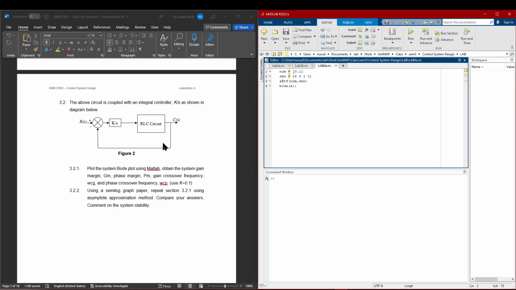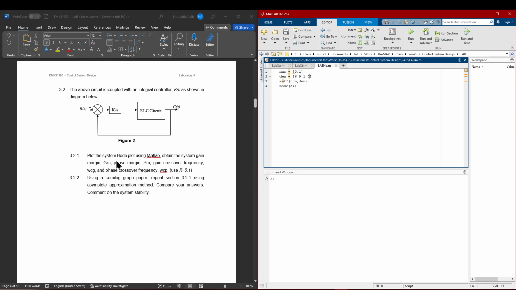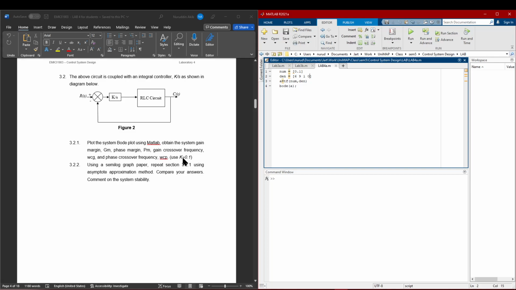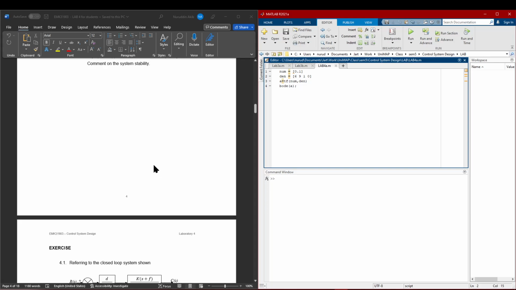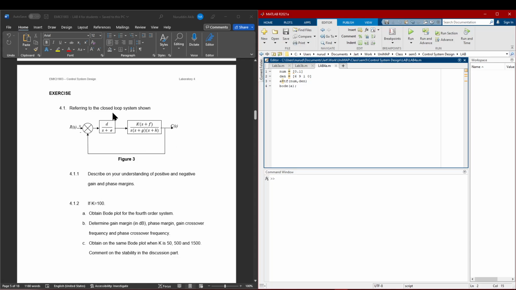So in this lab, we need to obtain gain margin, phase margin, crossover frequency, and the phase crossover frequency. So K has been provided. K will be equal to 0.1 per s. After that, using a semi-log graph, manually, which means we need to prove by calculation. Okay, this is number 4. Also, use the allocation value that has been provided, just key in and then do some mathematical calculation.